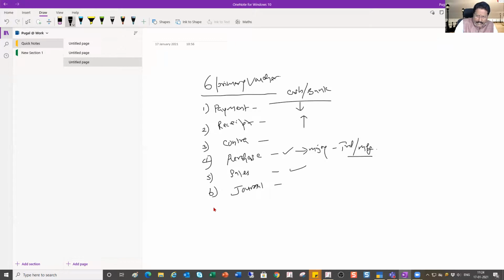So what is the secondary voucher type we are talking about? The secondary voucher types are basically the credit note and debit note.